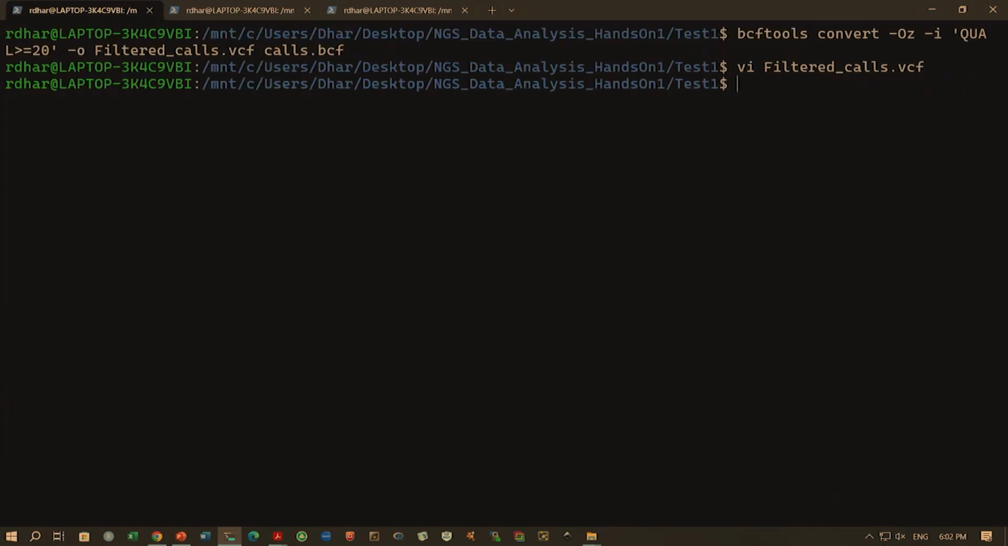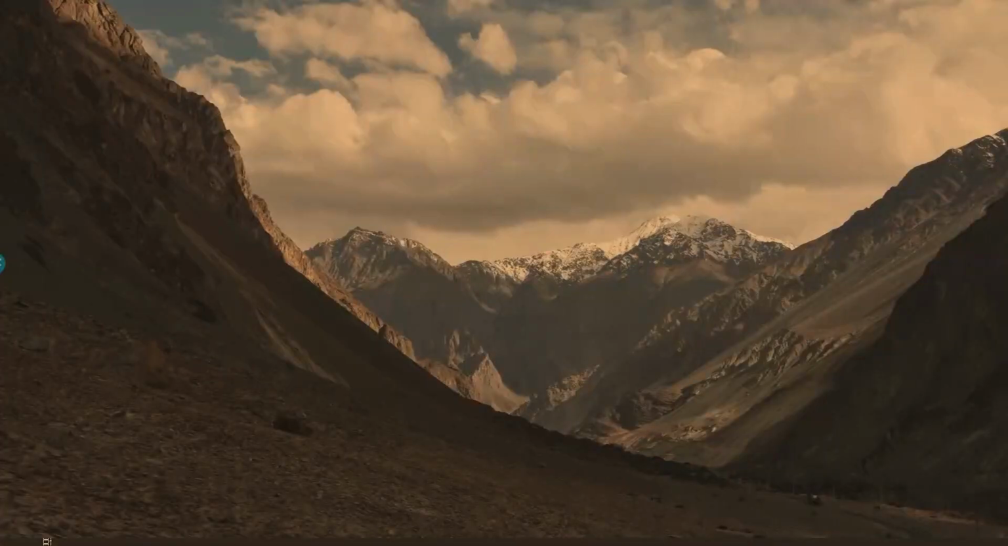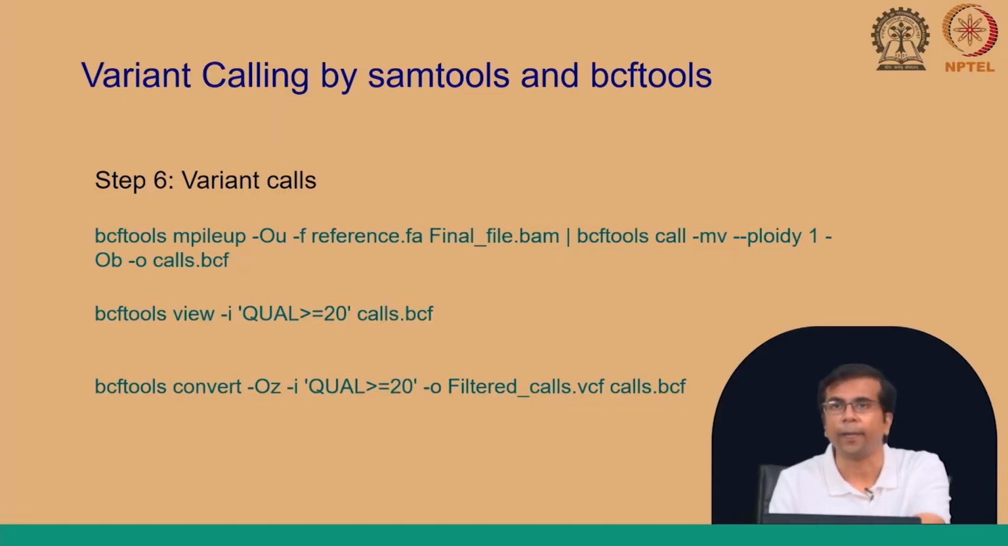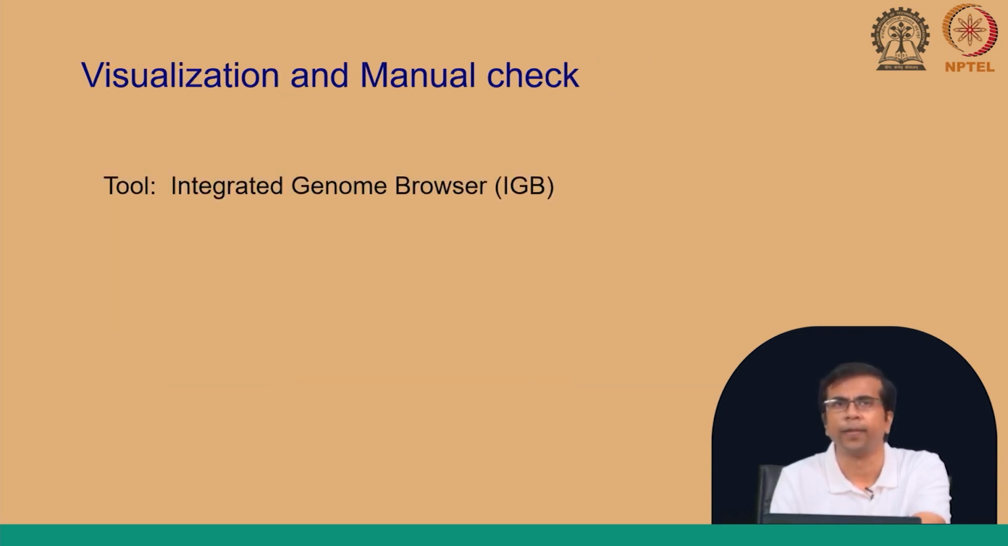So, once you have done this up to this step, the final one step that is remaining is the visualization step. So, we want to do something called a manual check, where we want to identify these variants in the data and see whether these variants are actually there, and we will use this tool called integrated genome browser. So, that will be for the next class.